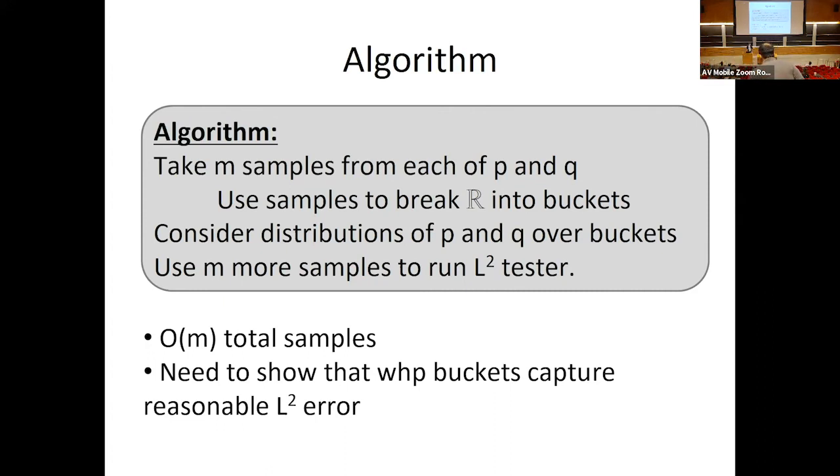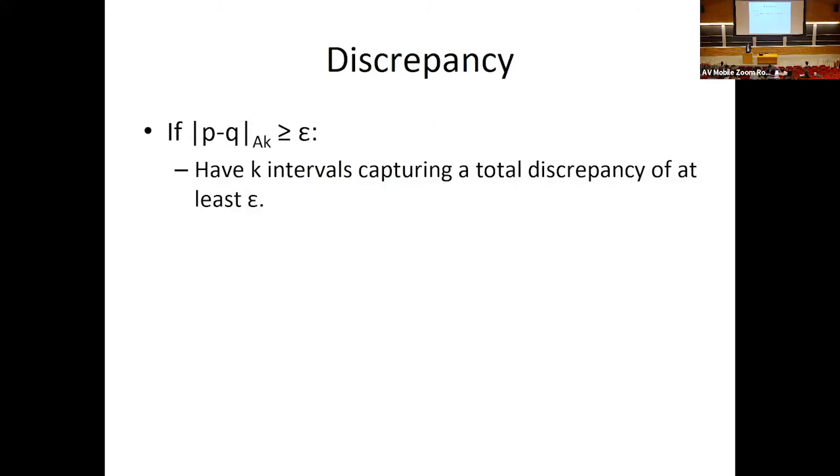And the only thing that we need to do is we need to analyze this final tester. We need to show that with high probability, these buckets capture enough L2 distance between P and Q that this tester that we're running actually can distinguish them when they're far apart. So how do we do that?